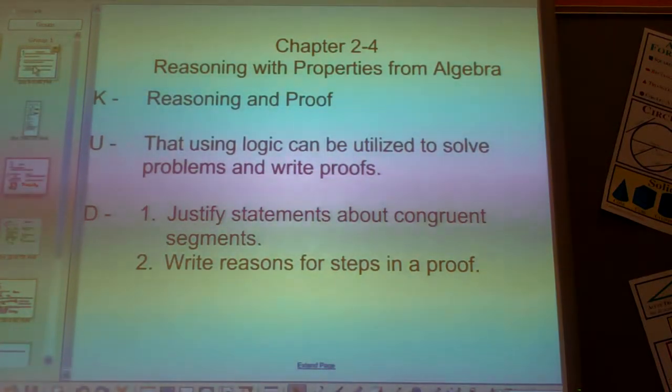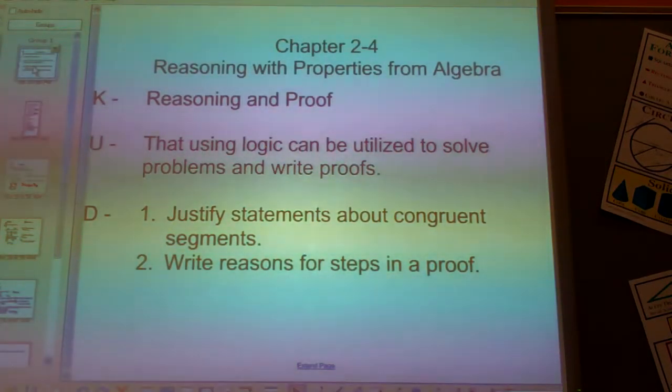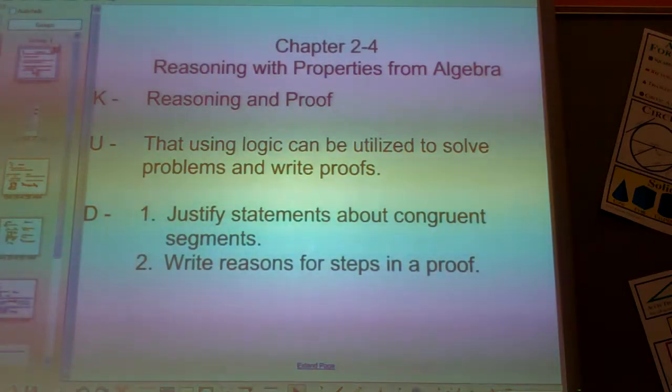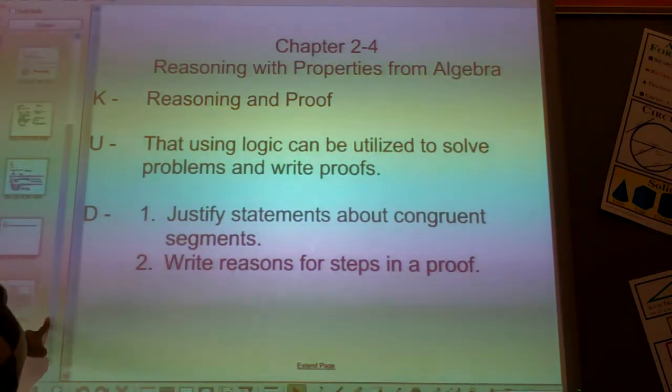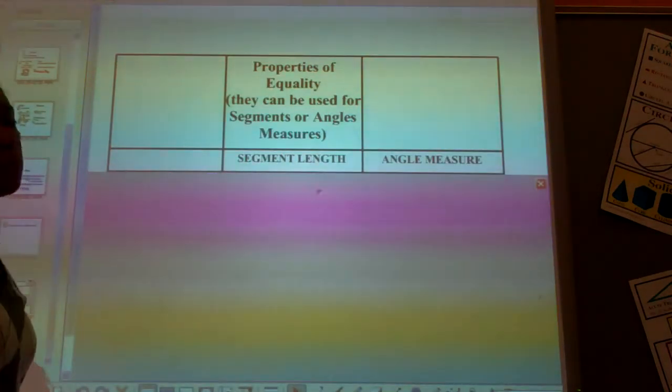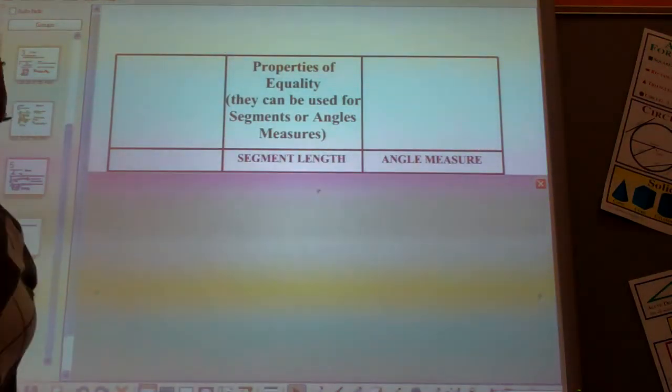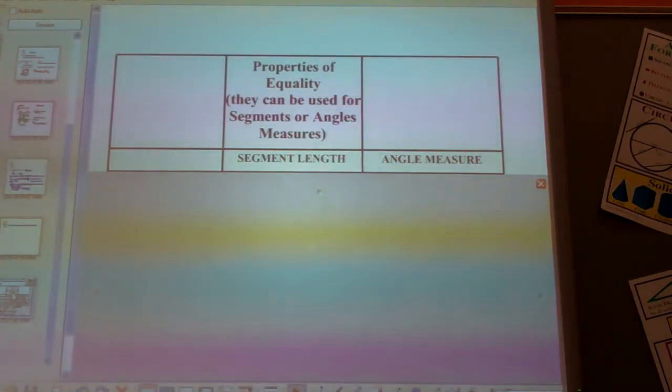This is chapter 2-4, notes continued for reasoning with properties in algebra, part 2. For this continued section, you need to really review and go back over 2-4 part 1 notes. You've got to make sure you understand the properties of equality, the addition property, the subtraction property, the multiplication property, and so on and so forth.